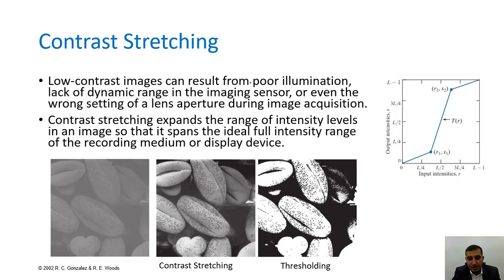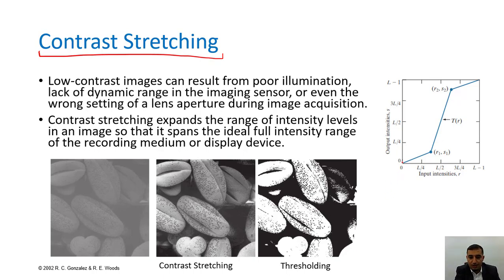So the next is the contrast stretching. So what is the contrast of the image? We talked about the contrast of the image last time. It is the difference between the maximum value and the minimum value of intensity. And we talked also about the dynamic range, where it is the ratio from the maximum value to the minimum value. So contrast stretching, we want to stretch the contrast of an image.